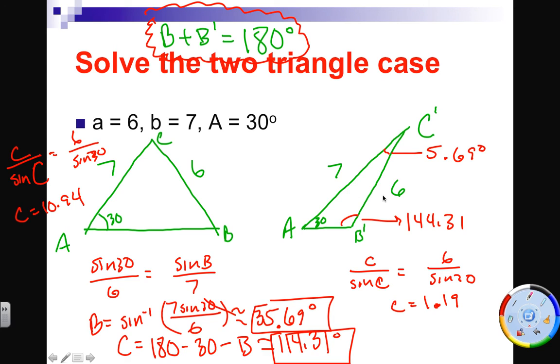You've got to remember that if you try to do sine inverse of a number and you get a negative angle, that actually means you're supposed to be in quadrant 2, which means it's an obtuse angle. So if you do sine inverse and you get a negative angle, it's not actually a negative angle inside a triangle. It's actually supposed to be the obtuse angle in quadrant 2. So be very careful with that.